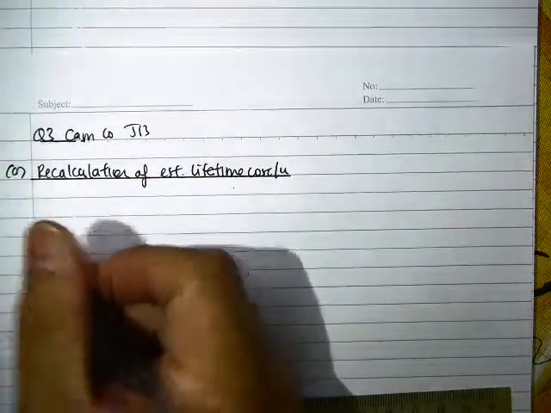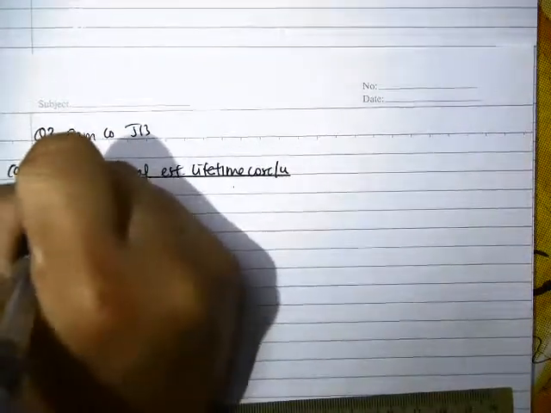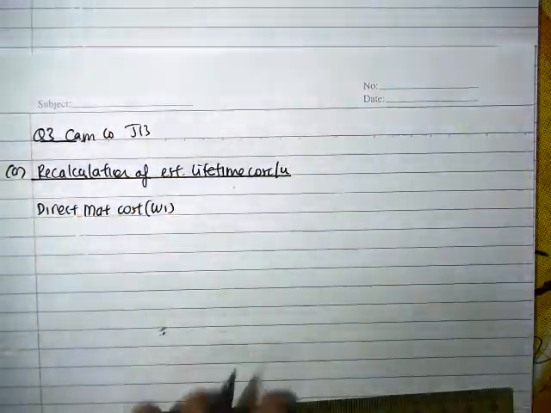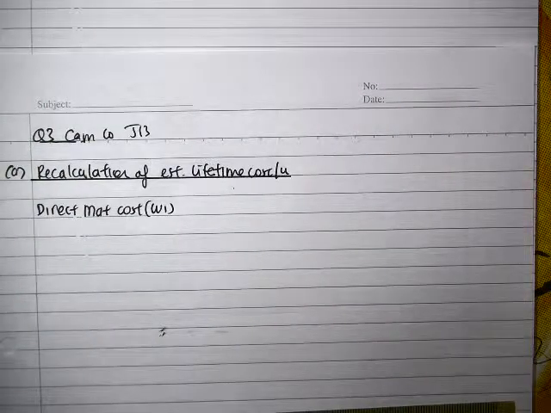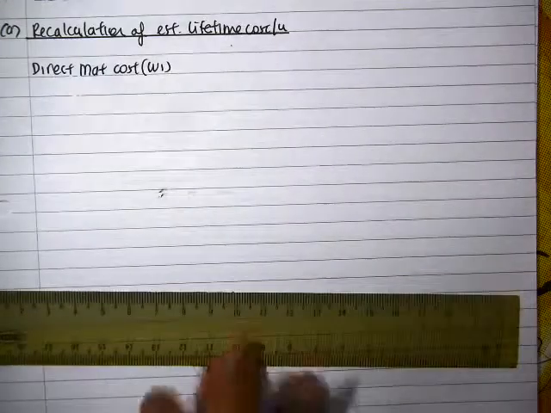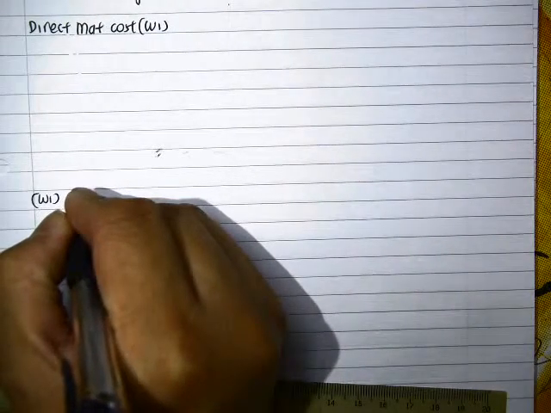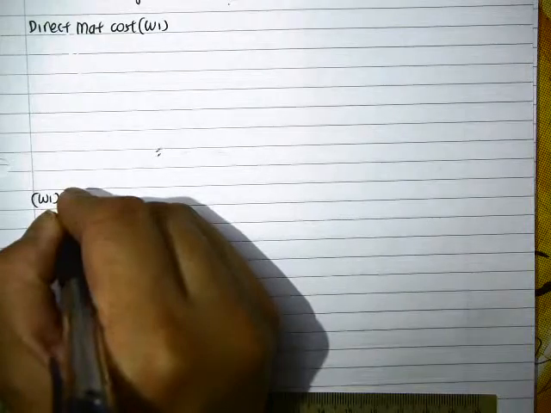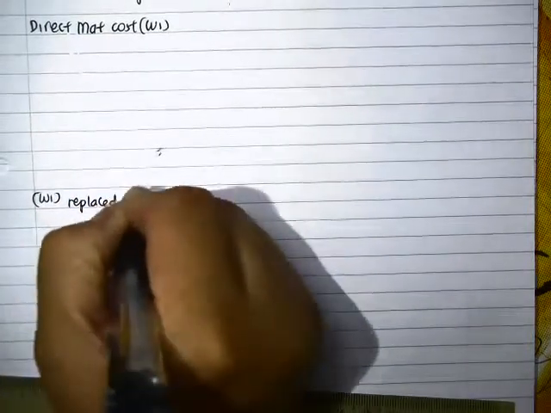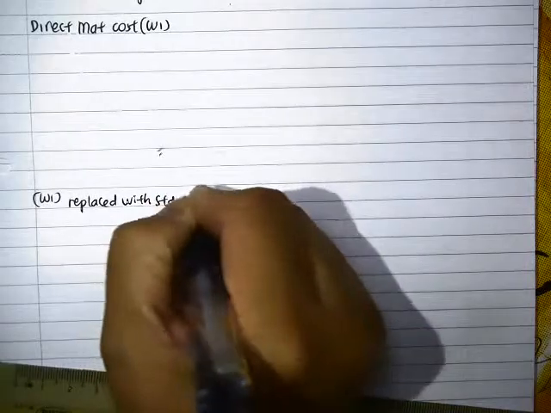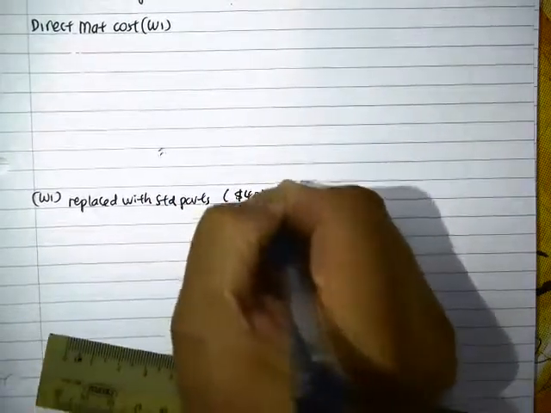Okay, so we have your direct material cost. Now, for this direct material cost, they say 20% you cannot replace. So the existing cost is 40, correct? So replace with standard parts, that means the 80%.